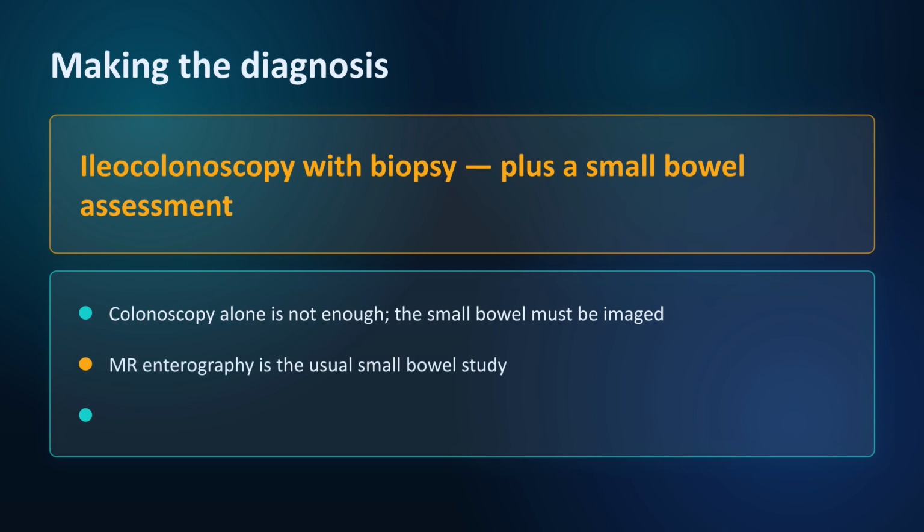And there is one step that must never be skipped: intubating the terminal ileum. If the endoscopist did not enter the ileum, the most commonly involved segment was never examined. Capsule endoscopy is an alternative for the small bowel, but avoid it if a stricture is suspected.